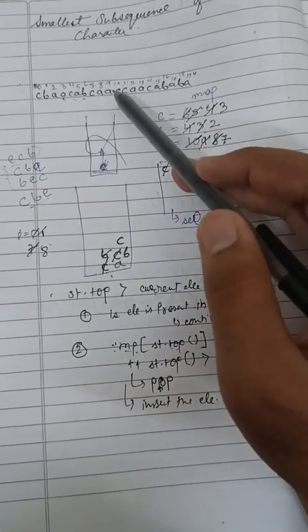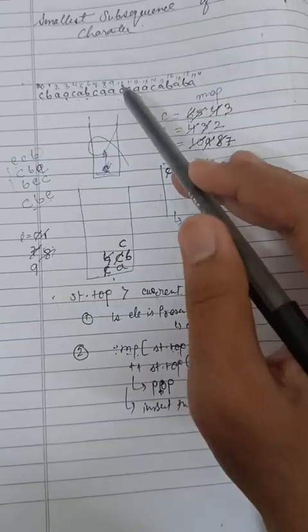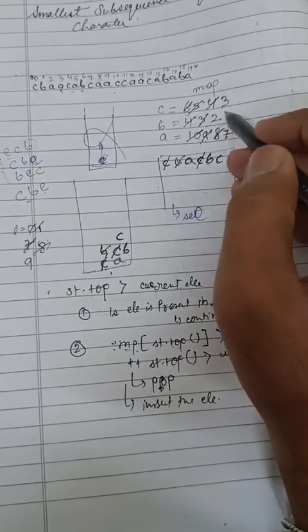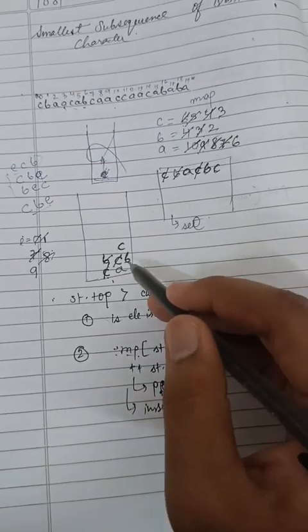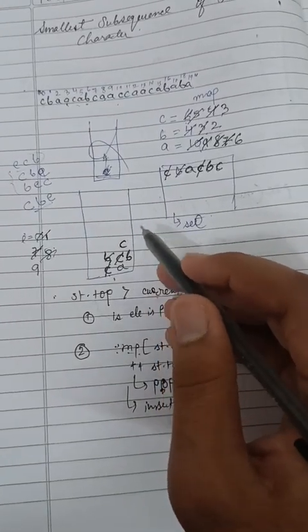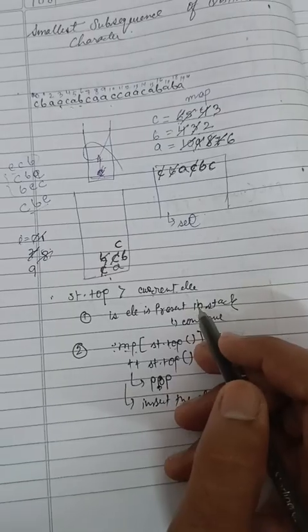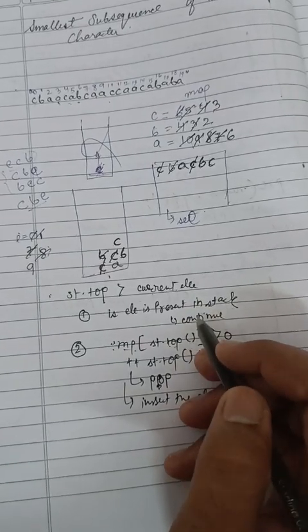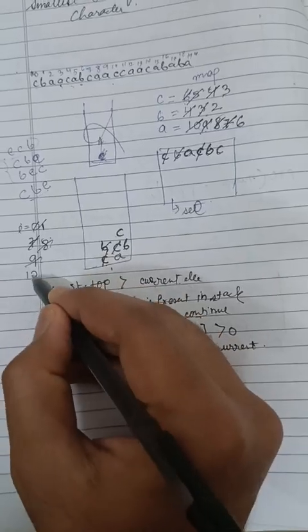Then again it will be A. We are on 9th index. We will first mark its frequency as 6 now. Now we will try to insert. Since A is smaller than C, we cannot insert. We will check these conditions. Is A already present in stack? Yes, it is already present in stack. Then we will continue. Okay, now it will be 10.